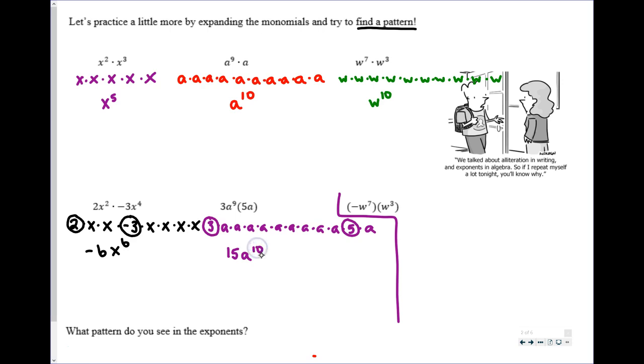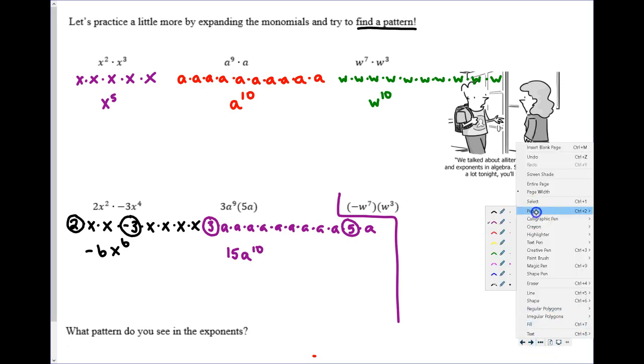See how long this is taking? I have to write them all out and then count them all up, and this is taking me a long time. There has to be a much easier way, okay?